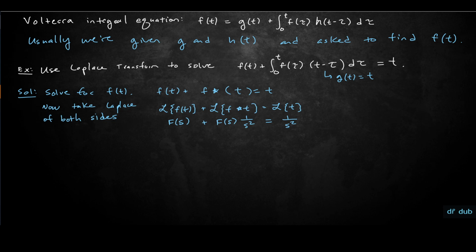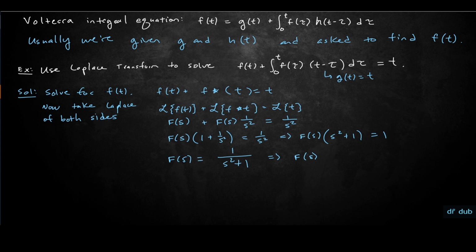Now, factor out capital F of s on the left, so capital F of s times 1 plus 1 over s squared equals 1 over s squared. What I'm going to do is multiply by s squared on both sides. Capital F of s times s squared plus 1 equals 1. And so capital F of s is just 1 over s squared plus 1. What does that mean capital F of s is equal to?